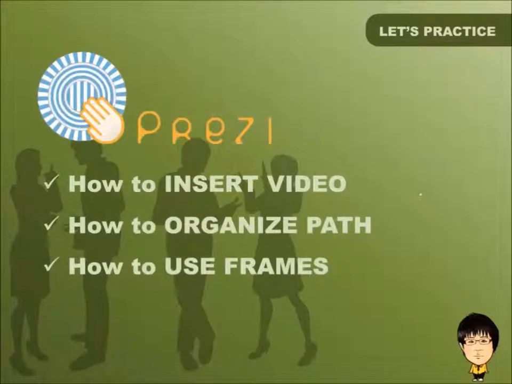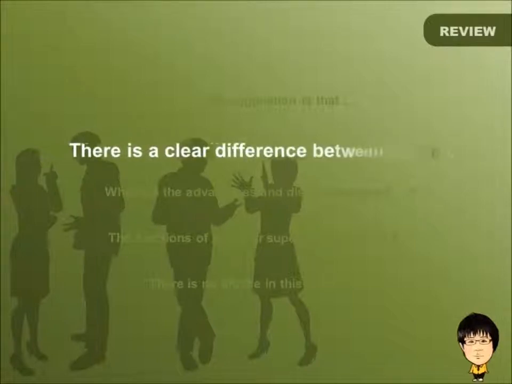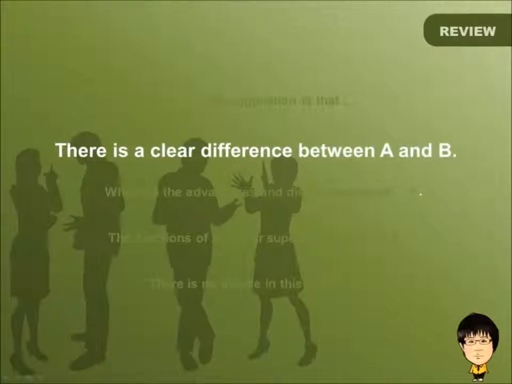Now it's time for a review. We talked about 5 expressions you can use for persuading during the presentation. What's the first expression? A, B 사이에는 큰 차이가 있어요. Right, there's a clear difference between A and B.